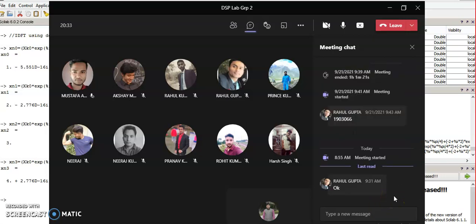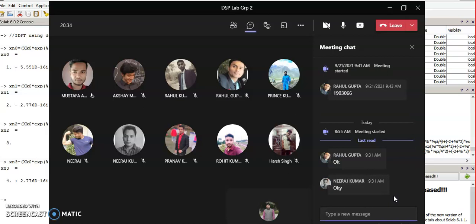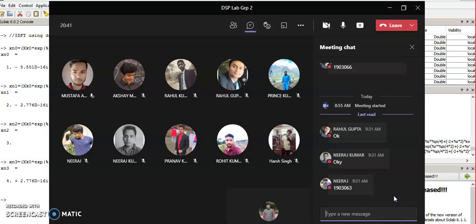Rahul Gupta is present. Neeraj Kumar is present. Neeraj.